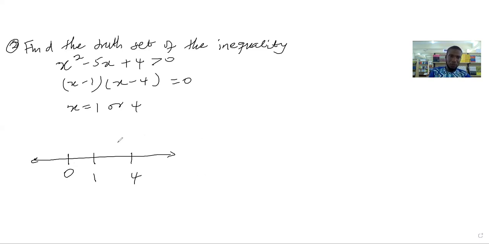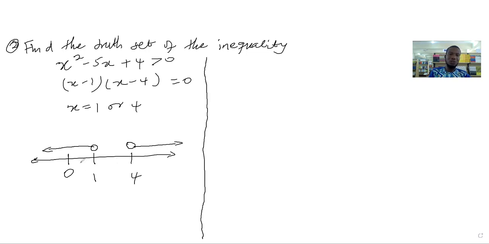So here, it means that we have 3 regions. We draw zeros on top of our critical numbers. So it's either we choose numbers greater than 4, or numbers less than 1, or numbers between them. So quickly, let's go on with the testing and see what we are going to have.